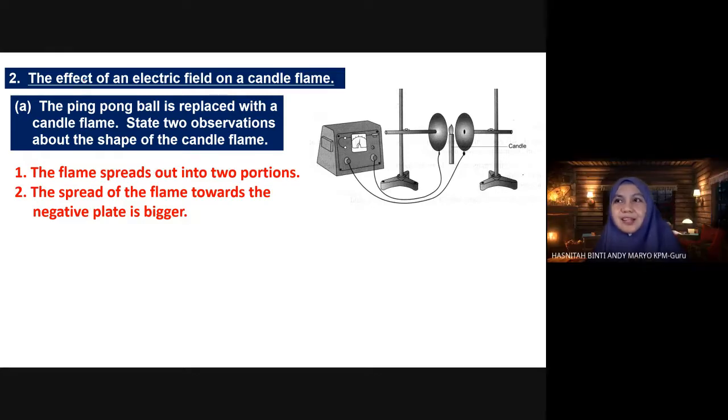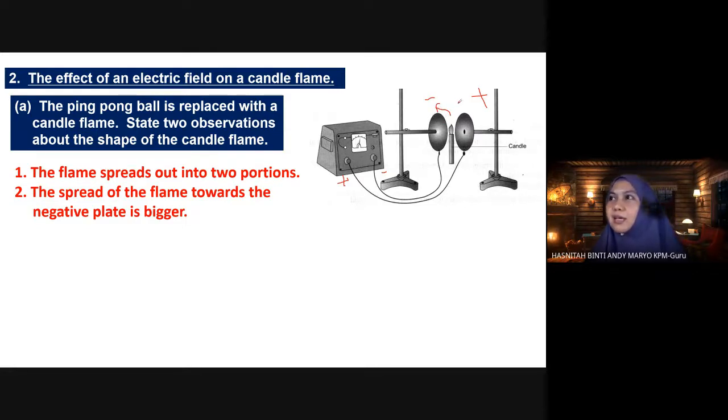Okay, actually it's stated here in number 2. The spread of the flame towards the negative plate will be bigger. So let's say we mark this as the positive terminal, this is negative, which means on the right is the positive terminal, on the left is the negative terminal. So you will see that the bigger portion will spread to the positive or to the negative terminal. The bigger portion goes to the left or goes to the right? Negative terminal. The bigger portion will go to the negative terminal.